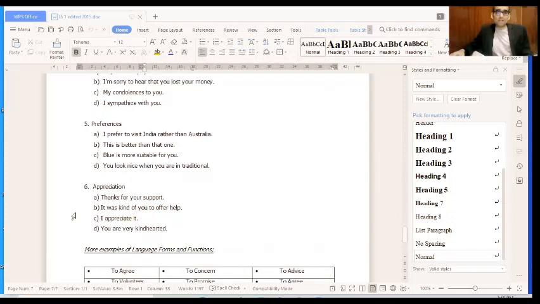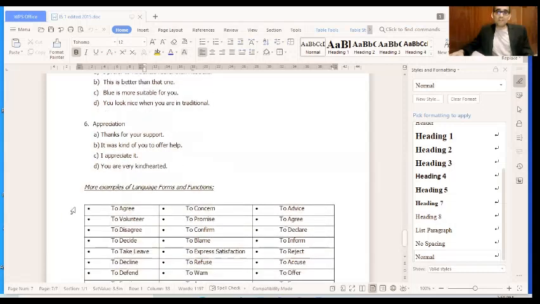The next word is preferences. So the function is preferences. So how would you use the statement of sentences? I prefer to visit India rather than Australia. This is better than that one. Blue is more suitable for you. You look nice when you are in traditional. So these are the statements for the word function preferences.